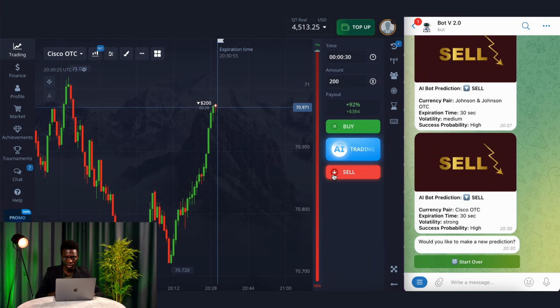We're gonna hold on tight and see how this is gonna play out after a 30 seconds waiting time, predicting this to be, by our AI powered trading bot version 2.0, a sell. 30 seconds, volatility level set to be strong and success probability set to be high. The sellers are dragging down the market and it is looking good for us, ladies and gentlemen. On our timer, we have 13 seconds left. We are almost there, ladies and gentlemen.